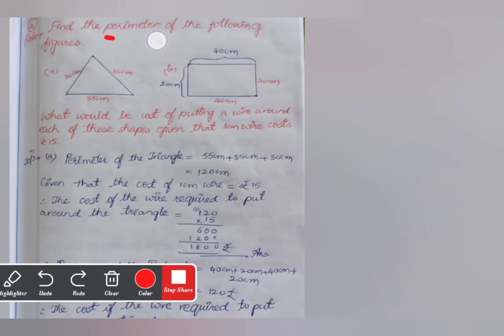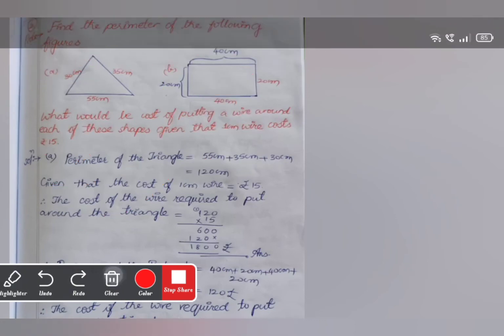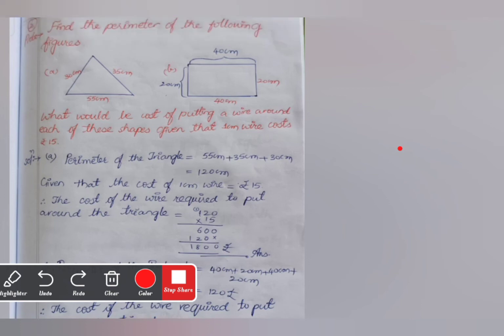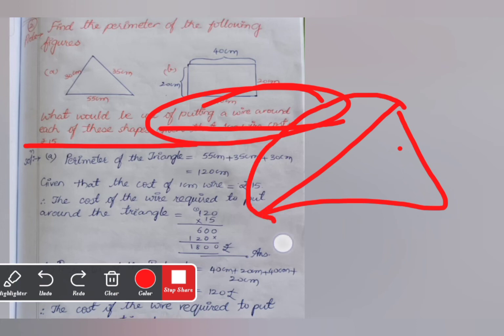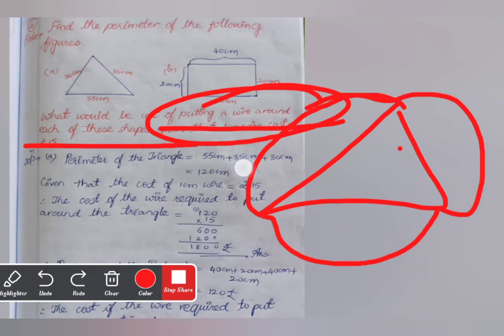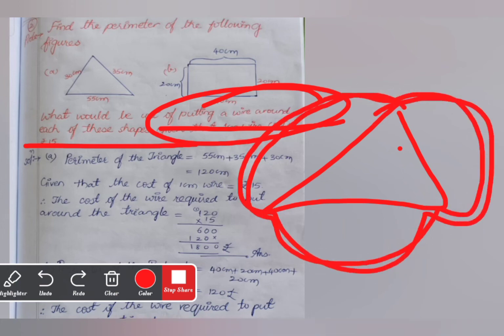Next is find the perimeter of the following figures. What would be the cost of putting a wire around each of these? What would be the cost of putting a wire? For example, this is our shape and around the boundaries we need to fence with a wire.